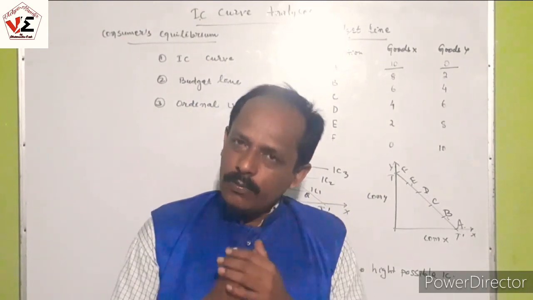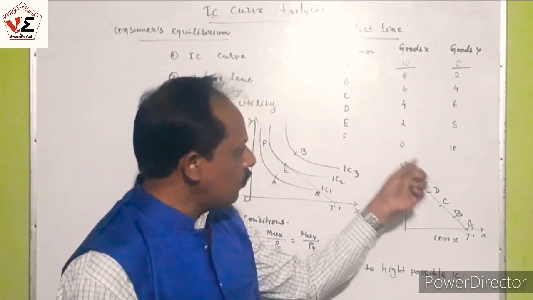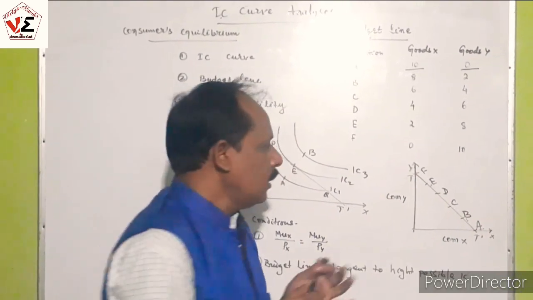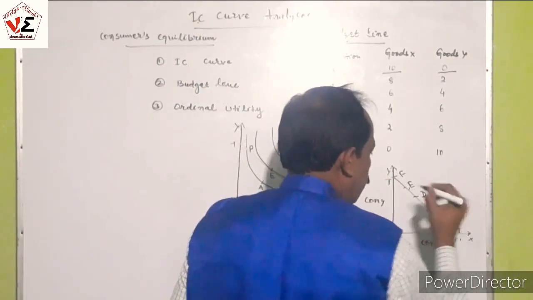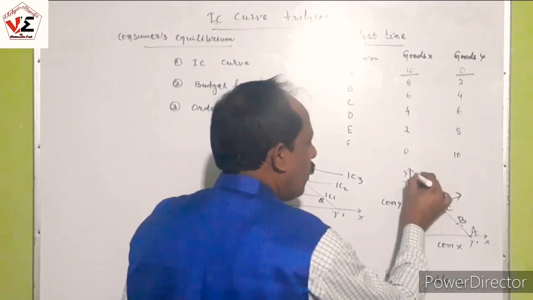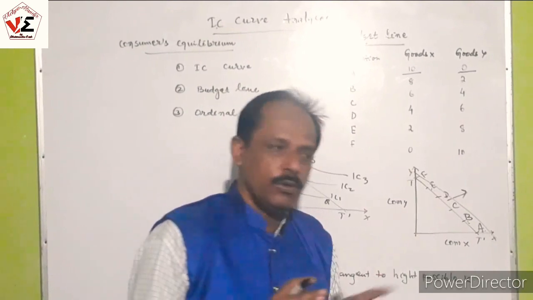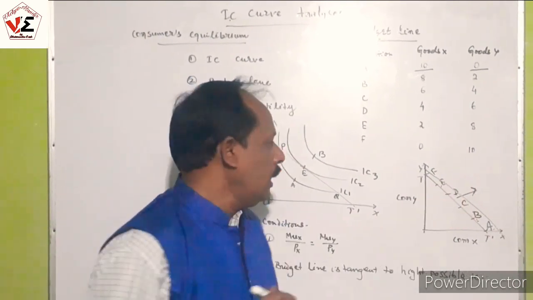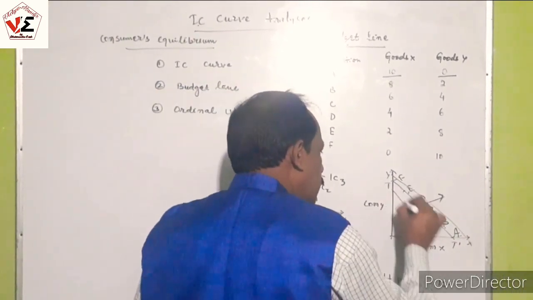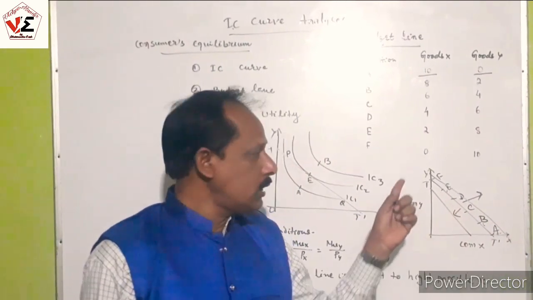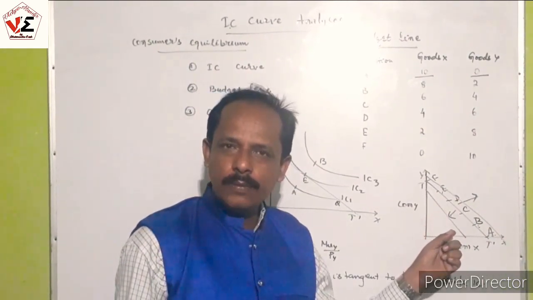If the commodity becomes cheaper, with the same budget we can purchase more of the commodity, so the budget line will be shifted towards the right. When will it shift? Because the commodity becomes cheaper. With the same amount of budget, you can purchase more of the commodity. The budget line is shifted towards the origin when it becomes dearer. When it becomes costly, with the same budget, you purchase less of the commodity.